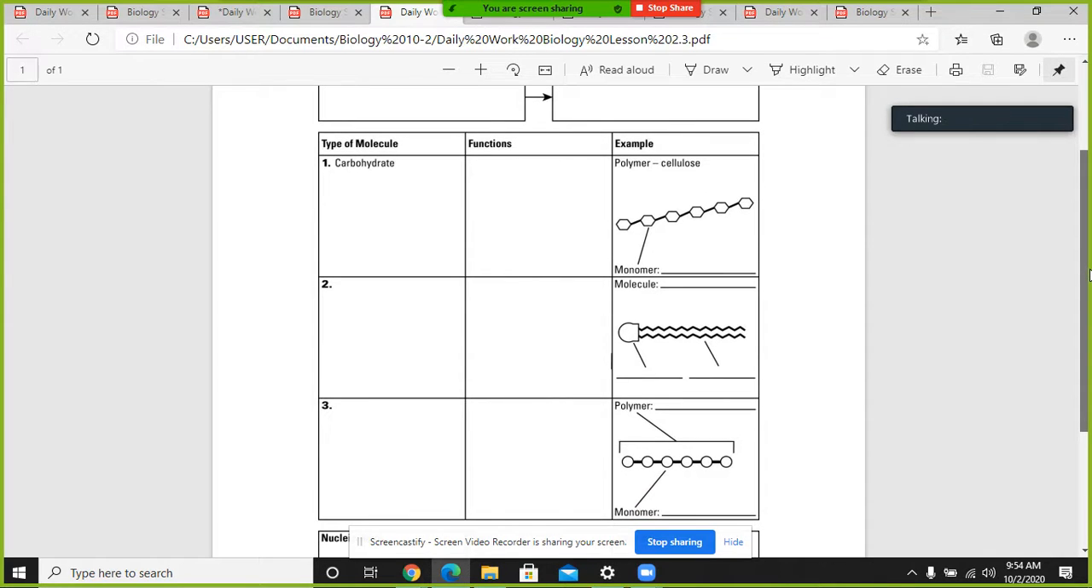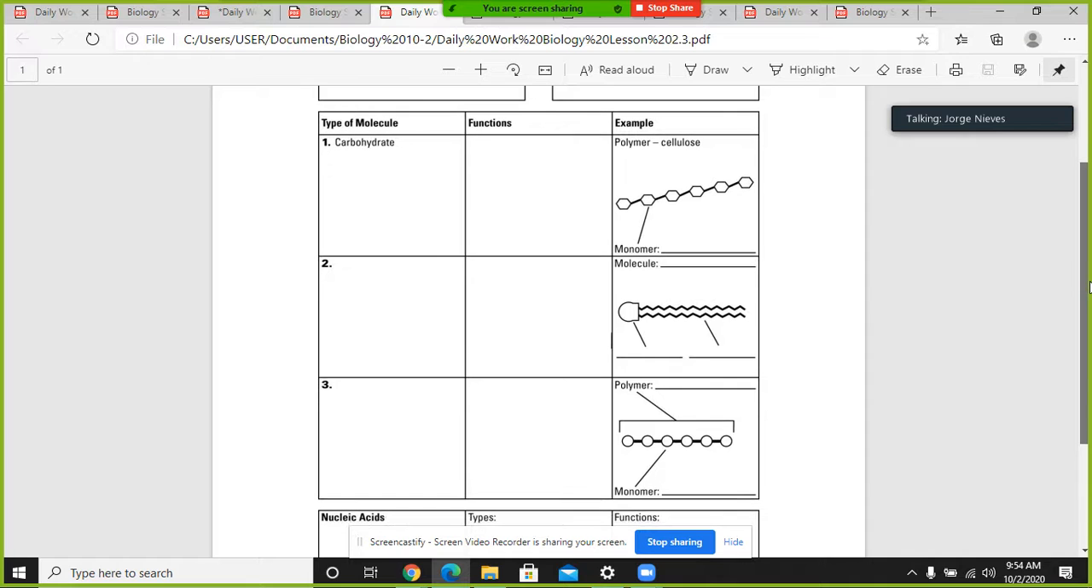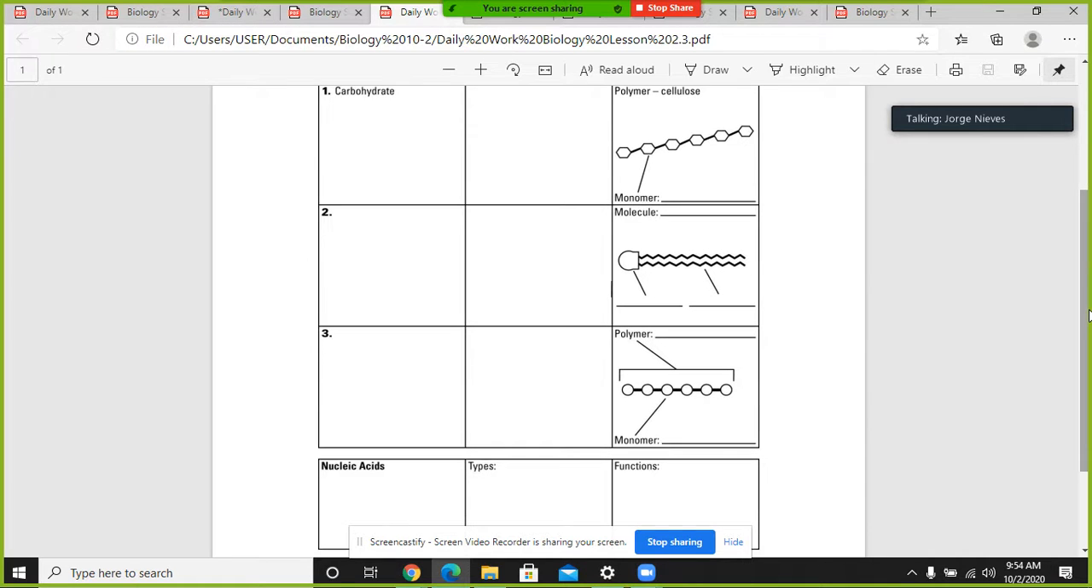Okay, so we got there the first type of molecule that we saw in class. The second type of molecule that we saw in class was the lipid molecule. So who can tell me what's the function of lipids? It's very similar to the carbo.